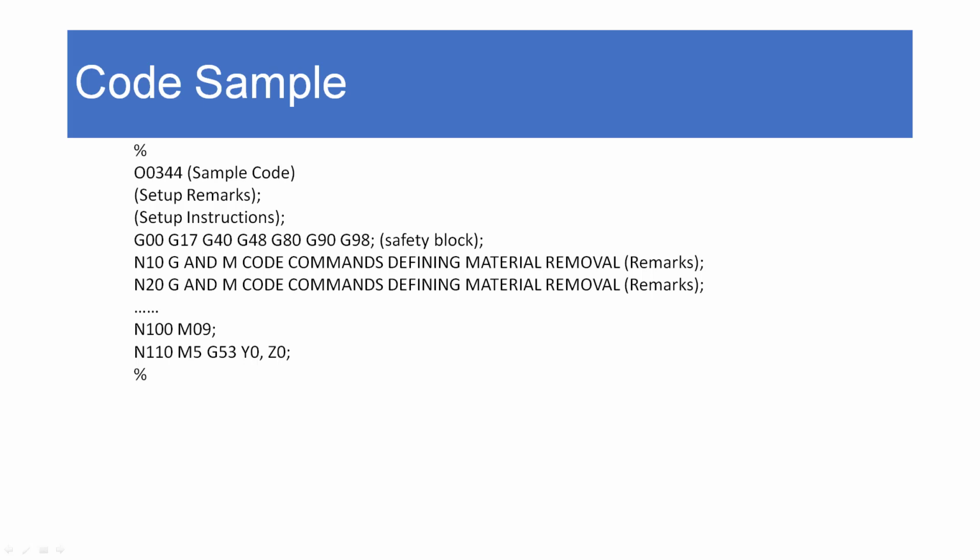So here's a code sample. Again, I've just added some more information in here. I've got my safe start line in there, and I've also put in here, where my cursor is flashing, some remarks. This is where I'd put how do we set up the stock, and any other setup instructions, like maybe the tools that are used in here. You'll see that my program ends down here, and I don't have an M30, so it would not go back to the beginning.